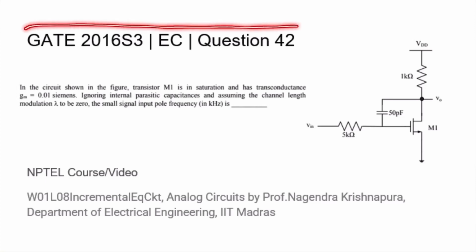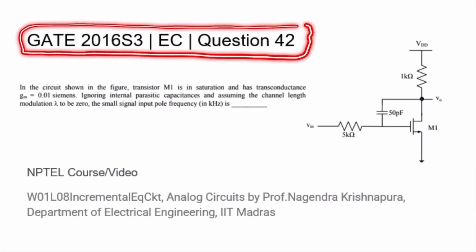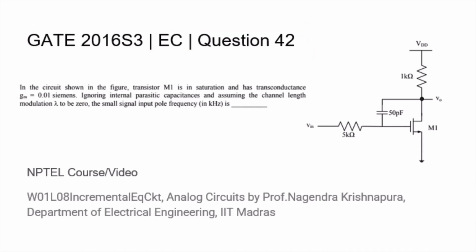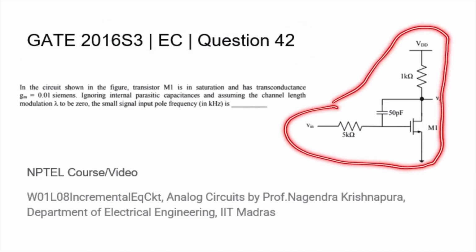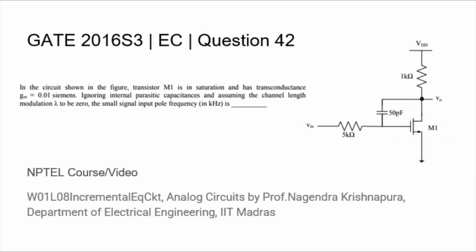This is question 42 from the GATE 2016 session 3 EC paper, where we are given this circuit with an NMOS transistor having a capacitor connected from its drain to gate. The transistor has a Gm of 0.01 Siemens and it does not have internal parasitic capacitance and channel length modulation. We are asked to find out what the small signal input pole frequency is in kilohertz.